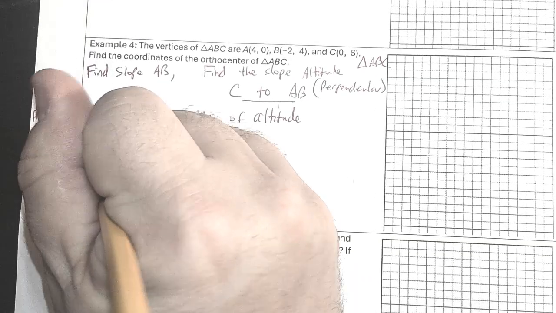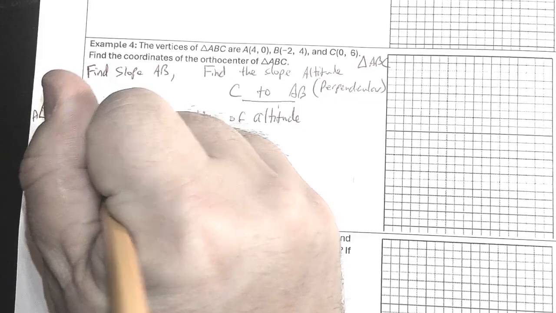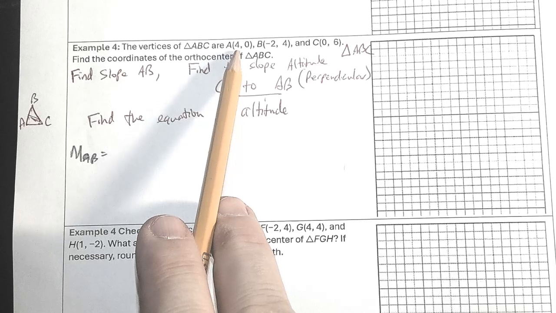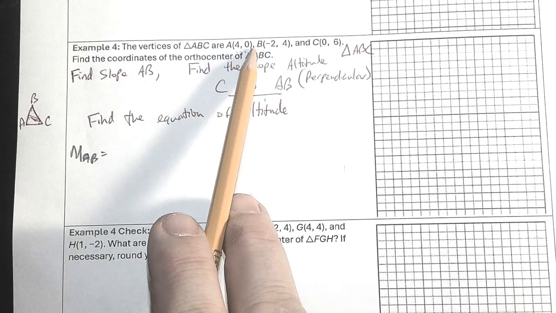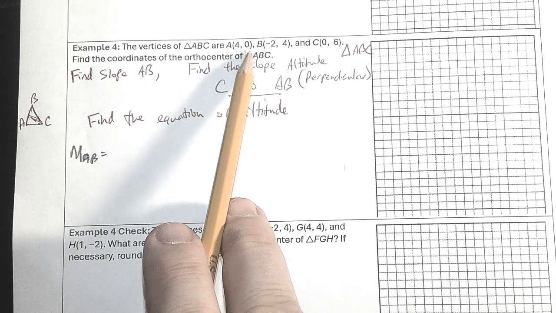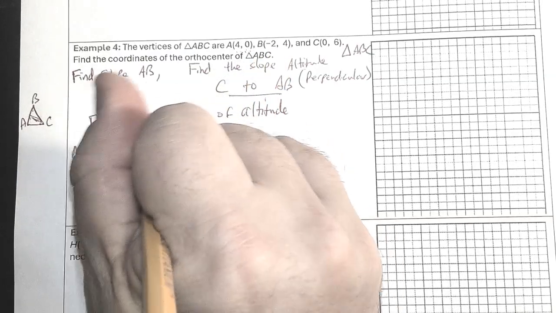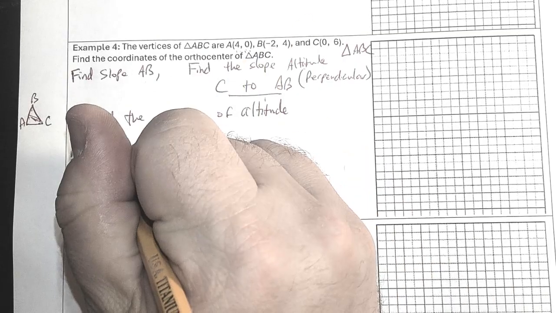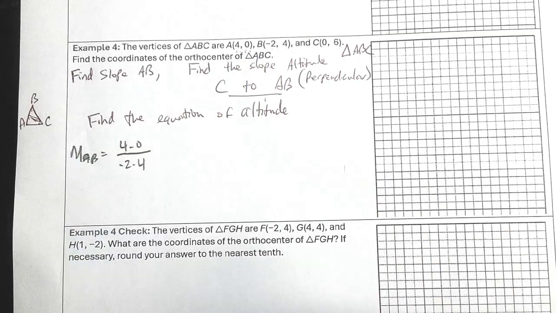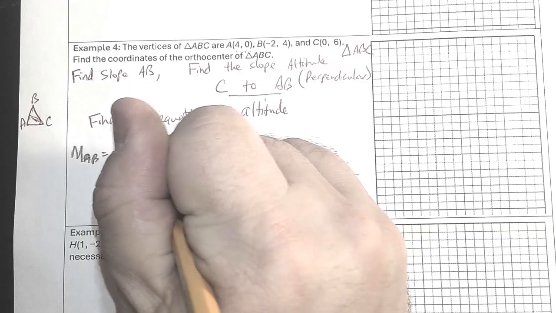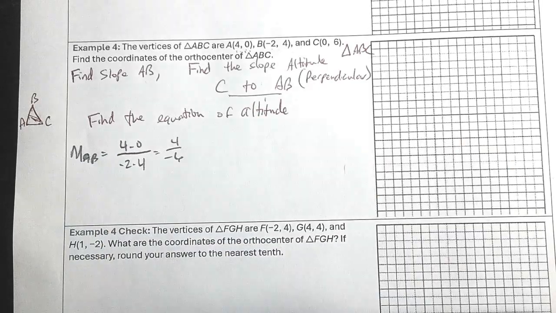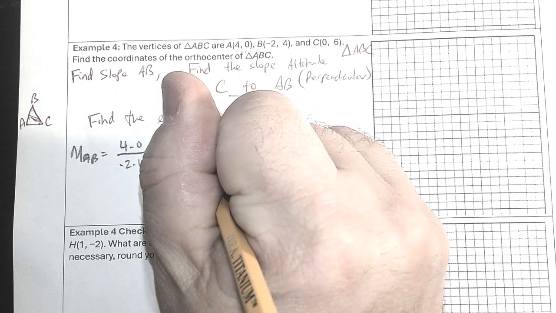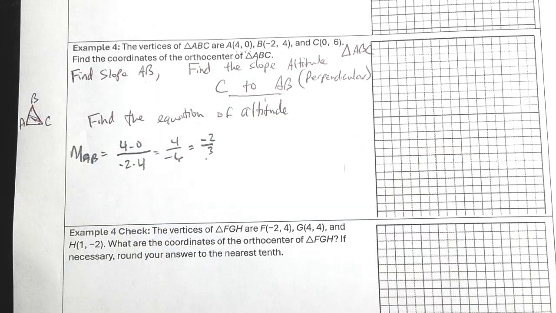So the slope for AB, and I wrote it MAB like that. So remember, it's our y's over our x's. So it's 4 minus 0 on the top, and then negative 2 minus 4 on the bottom. Okay, that's going to be 4 over negative 6, which reduces to 2/3. So the slope for MAB is 2/3.